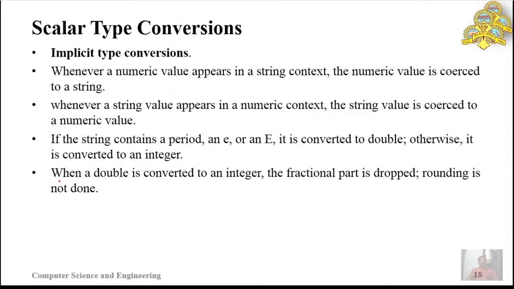Scalar type conversions in PHP are of two types: implicit type conversions and explicit type conversions. Whenever a numerical value appears in string context, the numerical value is coerced into a string. That means if a string value plus a number value is taken, it is appended to the string value. And if a string value appears in a numeric context, the string value is coerced into a numerical value.